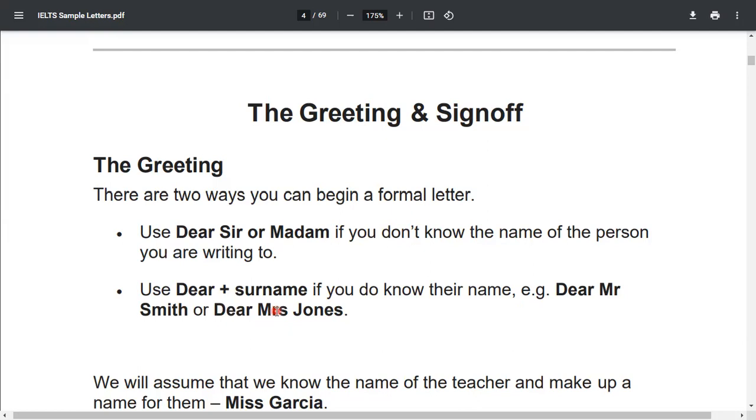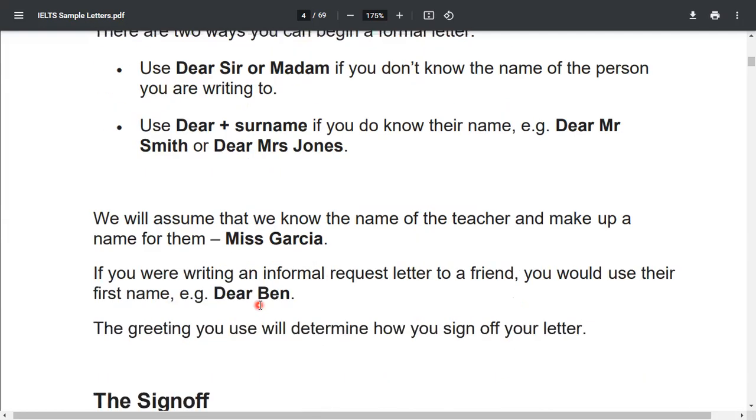Okay, you can make it up if you don't know the name. For example, dear Mr. Smith or dear Mrs. Jones. So you can either start by dear Sir or Madam, or dear Mr. or dear Mrs., the surname of that person. Now in this specific letter, we will assume that we know the name of the teacher and make up a name for them.